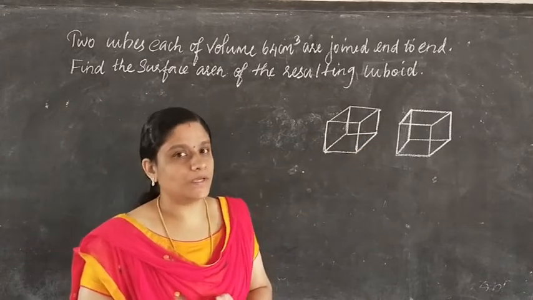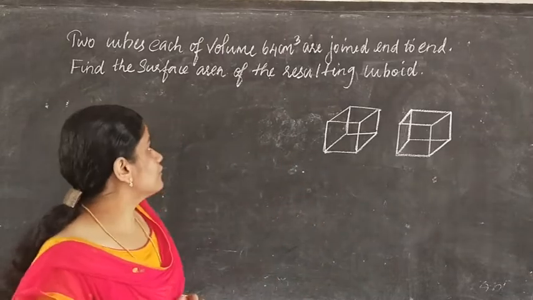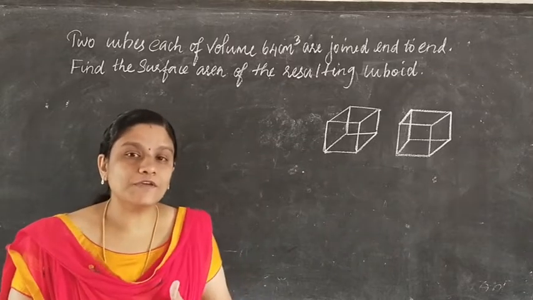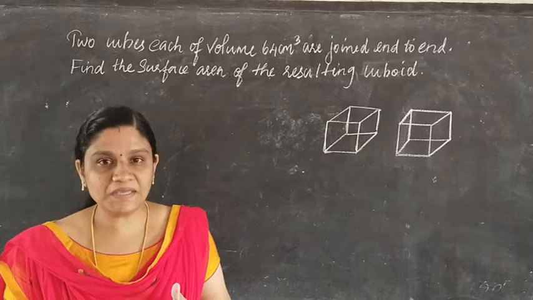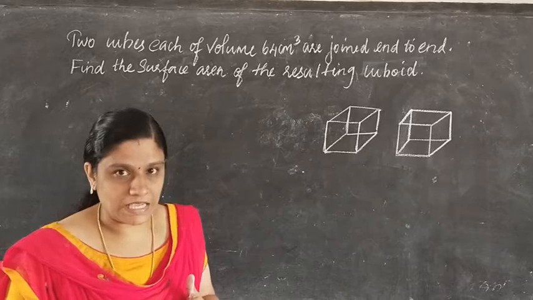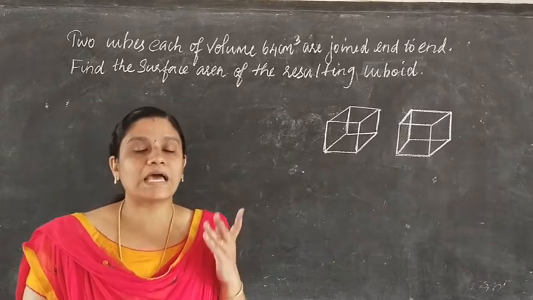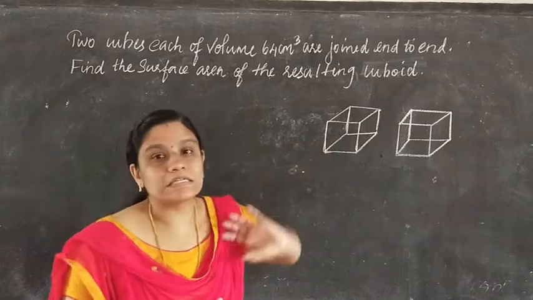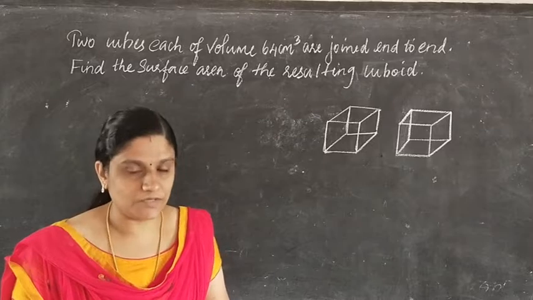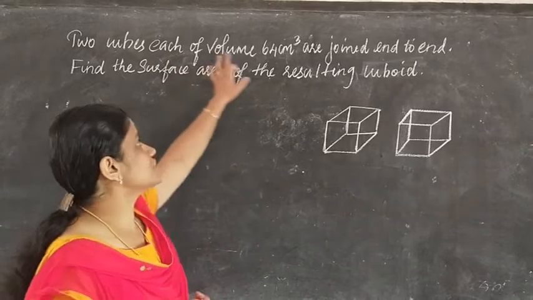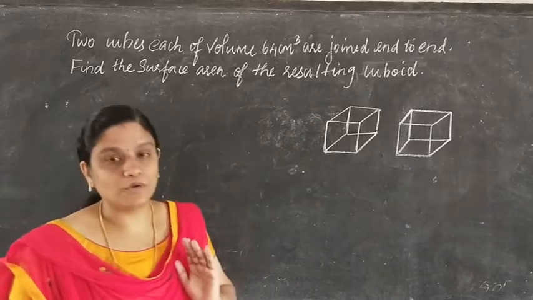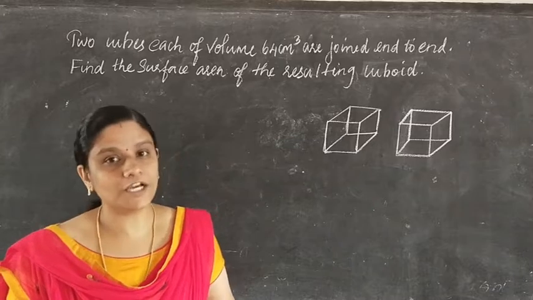Now, for finding the surface area, we have to know the surface area of a cuboid: 2 into LB plus BH plus HL. So we have to know the length, breadth and height of the resulting cuboid. For that, they have given us a condition: the volume of each cube is equal to 64 centimeter cube. Using that condition, we are going to find the side of the cube.